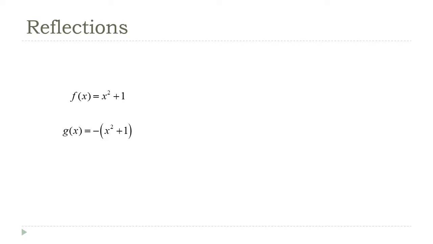I've got two functions here. F of x equals x squared plus 1, which we actually saw in the last example in the previous lecture. And this new function g of x, you notice what I did here. G of x is just negative f of x. I just took that f of x formula, multiplied the whole thing by negative 1. So what effect does this have?